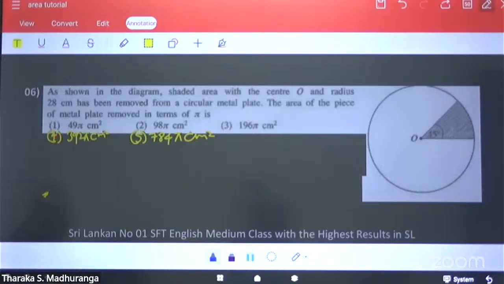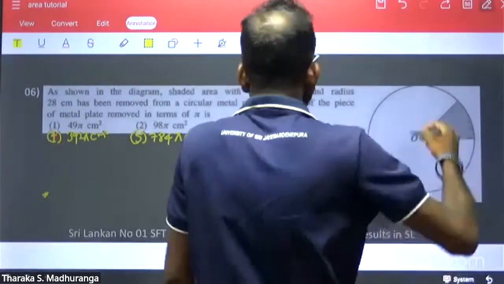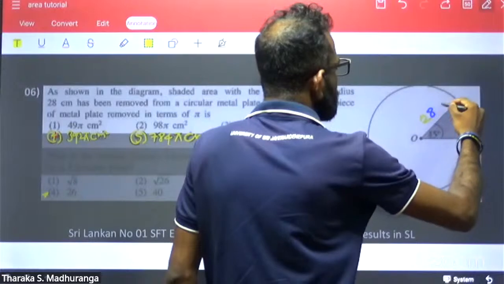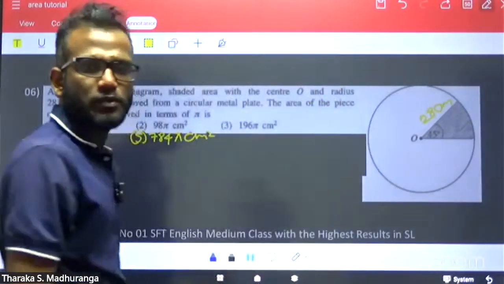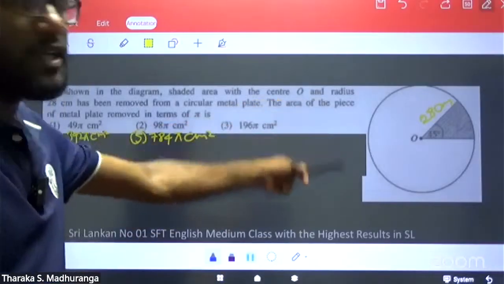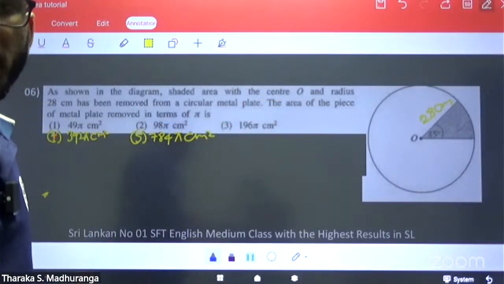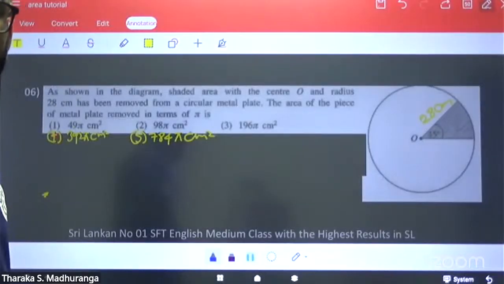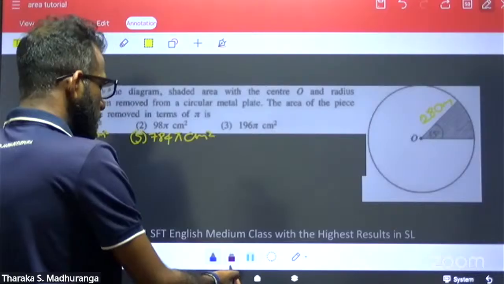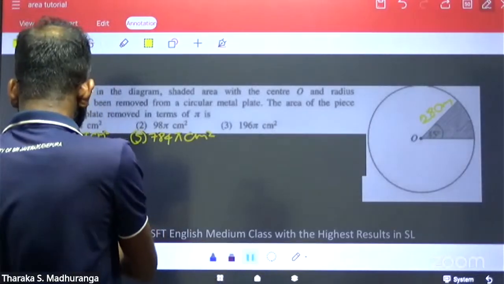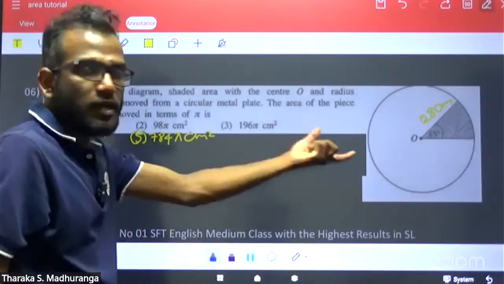Okay, question number 6. As shown in the diagram, the shaded area with the center O and radius 28 centimeter has been removed from the circular metal plate. The area of the piece of metal plate removed is in terms of 5. Okay, the radius is 28 centimeter. It is given in the question. Then the shaded part area is asking again. Yes, Kabir, correct.